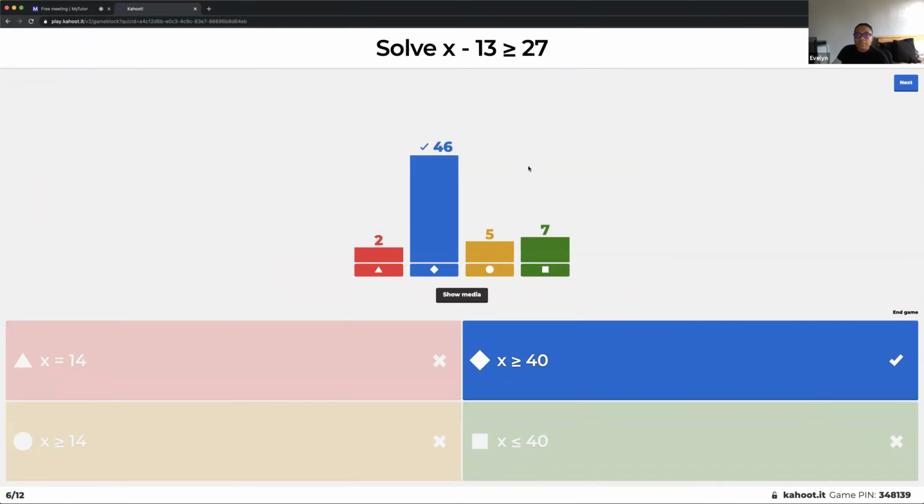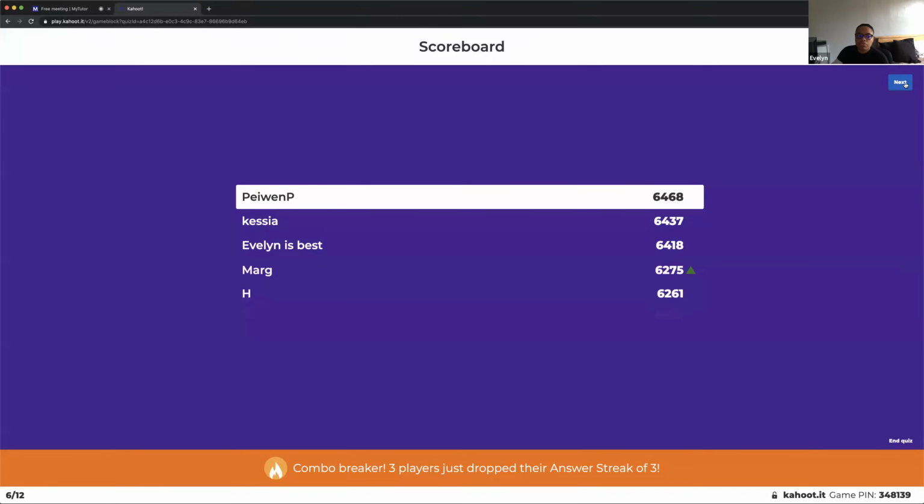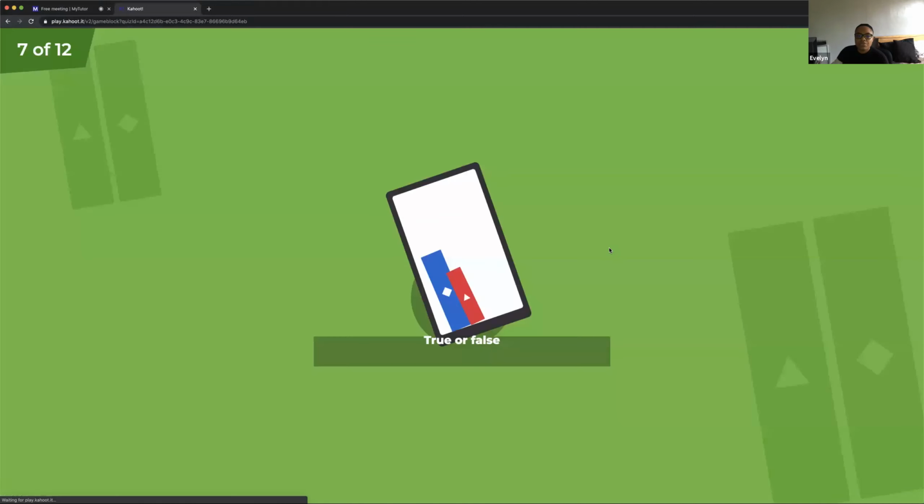Right, to solve this, we're going to solve it just like an equation. So we're going to get x by itself, so you have to get rid of that -13. You have to do the opposite and the inverse operation, so we add 13 to both sides. So we'll have 40 on the right hand side with exactly the same inequality. We don't change the inequality. Right, brilliant. Well done for the top 5.